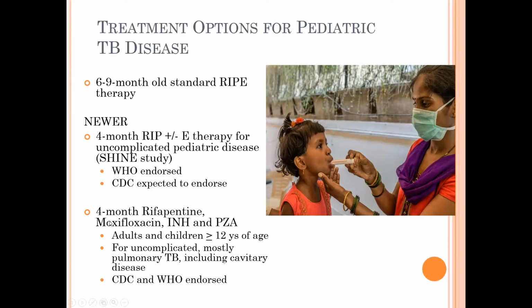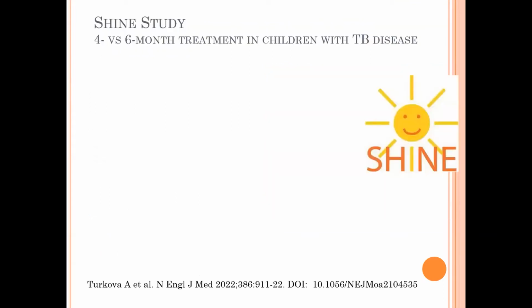There's also a 4-drug regimen with rifapentine, moxifloxacin, isoniazid, and PZA that's been studied, published, and accepted in adults and children 12 years of age and over. This is for uncomplicated, mostly pulmonary disease, but it did include cavitary disease. And this regimen has been endorsed by both the CDC and the WHO. So this is really exciting to have these new shorter course treatments.